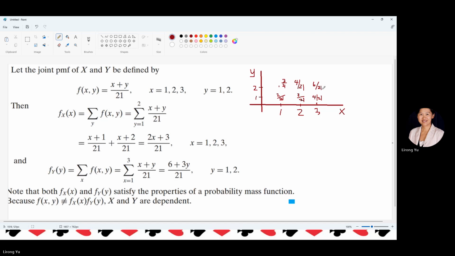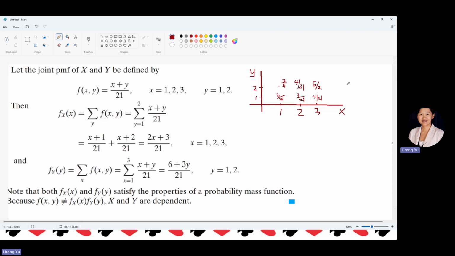Well, 5 over 21, right? I was adding: 2 plus 3 is 5. So the numerator goes 3, 4, 5, and the denominator goes 2, 3, 4. So that's what we have here, a joint density.